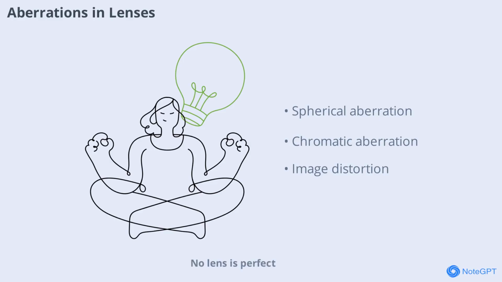No lens is perfect. Aberrations are imperfections that cause images to blur or distort. Spherical aberration and chromatic aberration are two common types. Spherical aberration occurs when light rays at different distances from the lens axis focus at different points. Chromatic aberration happens because different colors of light bend by different amounts. Understanding and correcting these aberrations is crucial in high-quality optical instruments.